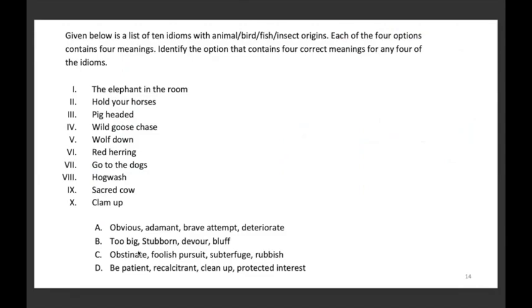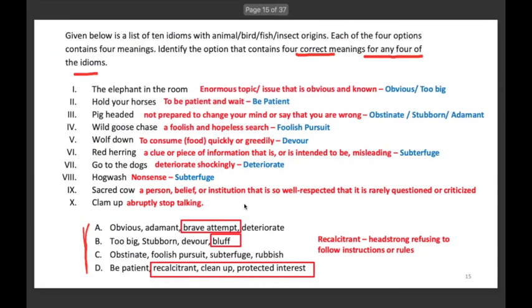Given below is a list of idioms with animal, bird, fish, or insect origins. Each of the 4 options contains 4 meanings. You have to identify the option that contains 4 correct meanings for any of the 4 idioms. When you outline the definition of all the idioms, it will look something like this.